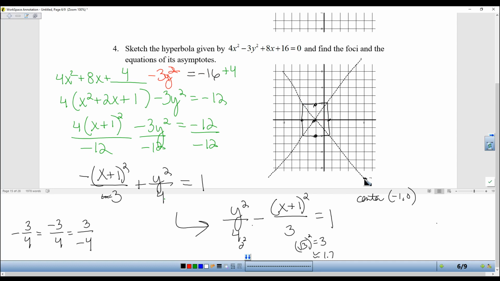Once I have my asymptotes, I have to actually draw the hyperbola, and I decide that based on which of these comes first. It's a y first, so it is going to be going up and down, like that.